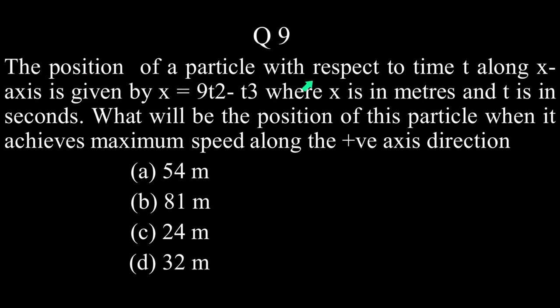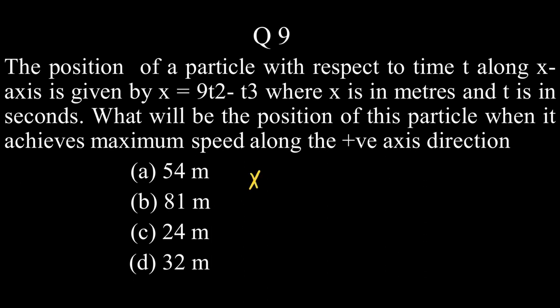Position of a particle with respect to time t along the x-axis is given by x = 9t² − t³. What will be the position of this particle when it achieves maximum speed? Okay, I just have to continue the question because we have already discussed the graphical understanding about this. But yet, let me try to make it one more time clear to you.